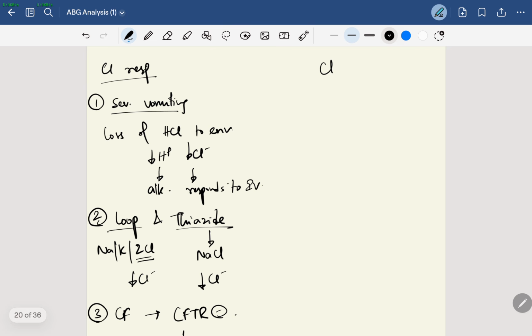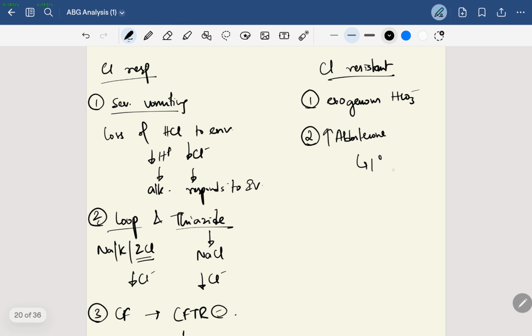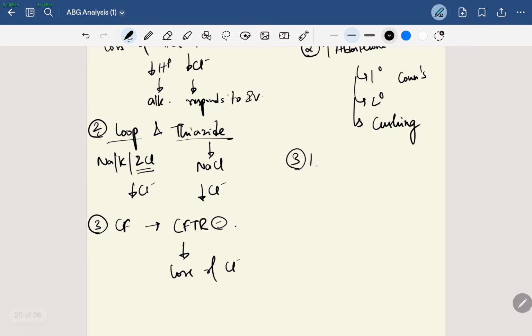When it comes to chloride resistant cases, one cause could just be exogenous bicarb. Another cause could be increased activity of aldosterone. This could be a primary disease like Conn's, or it could be secondary, or it could even be Cushing's because the steroids have some mineralocorticoid activity. And lastly, hypokalemia can also be a cause of chloride resistant metabolic alkalosis.